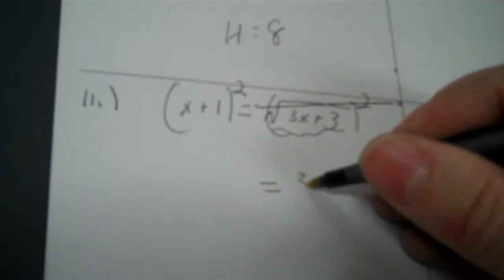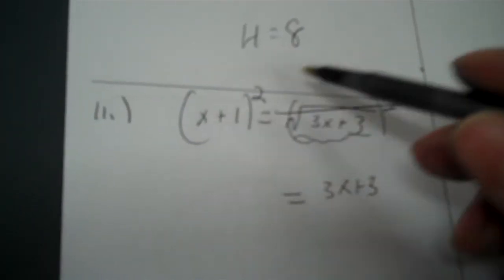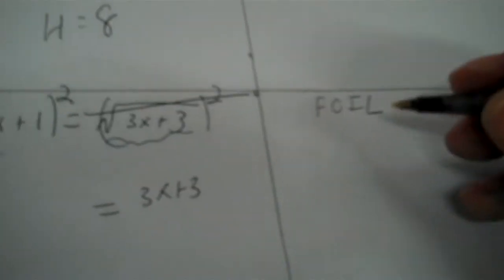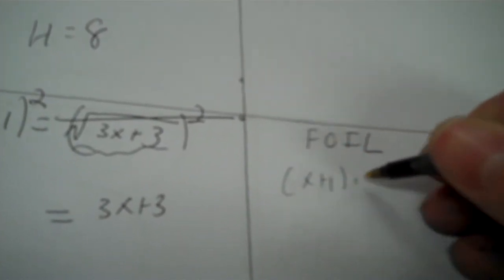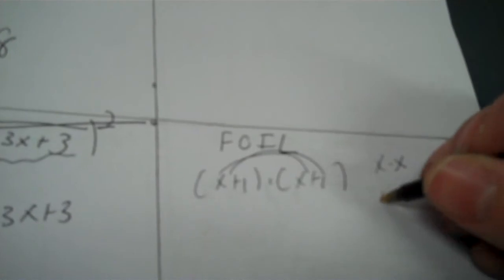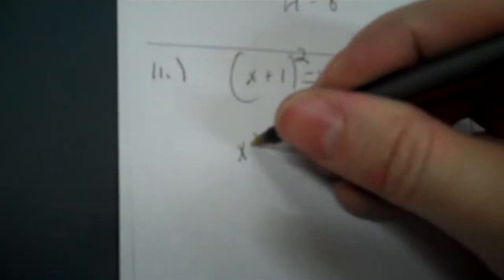So on this side I've got 3x plus 3. The (x plus 1) to the second power you need to FOIL, and that means you're going to have to use eventually the quadratic formula. So you're going to take x plus 1 times x plus 1. So it's going to be x times x, x times 1, 1 times x, 1 times 1. So that's x to the second, 1x, and 1. So we have x squared plus 2x plus 1.